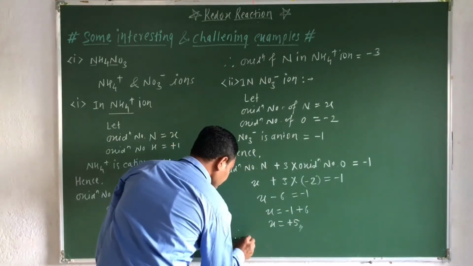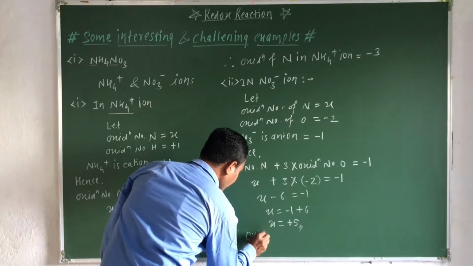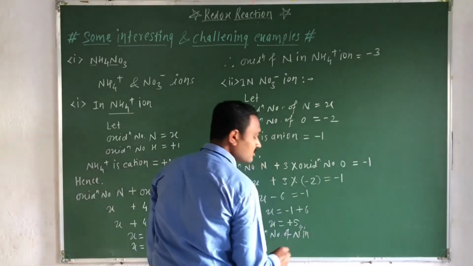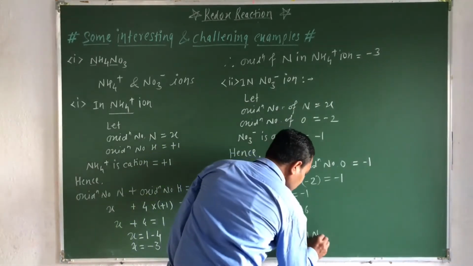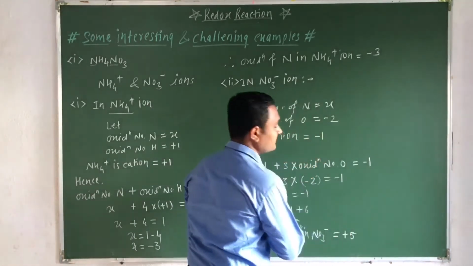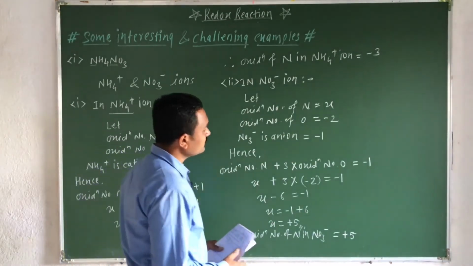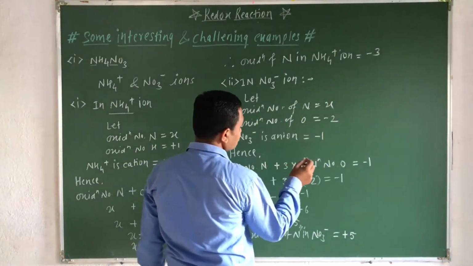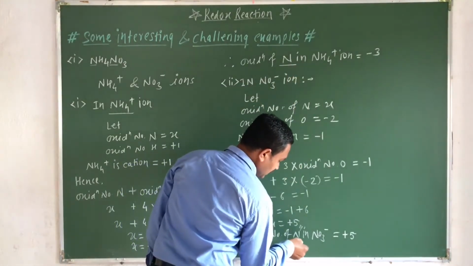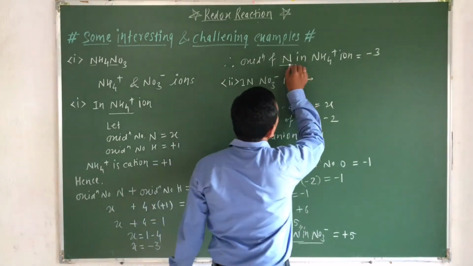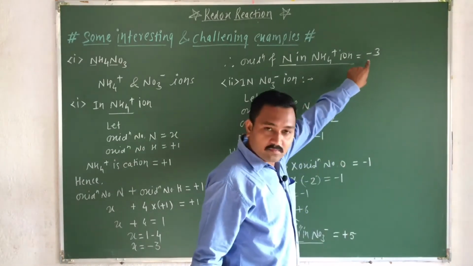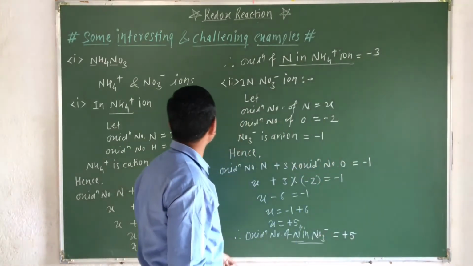Okay, the oxidation number of nitrogen in the NO3 minus ion will be equal to plus 5. As we know, we have calculated the oxidation number of nitrogen here. Now, for NO3 and for NH4 plus, it is -3 for NH4 plus, and it is plus 5 for NO3 minus.